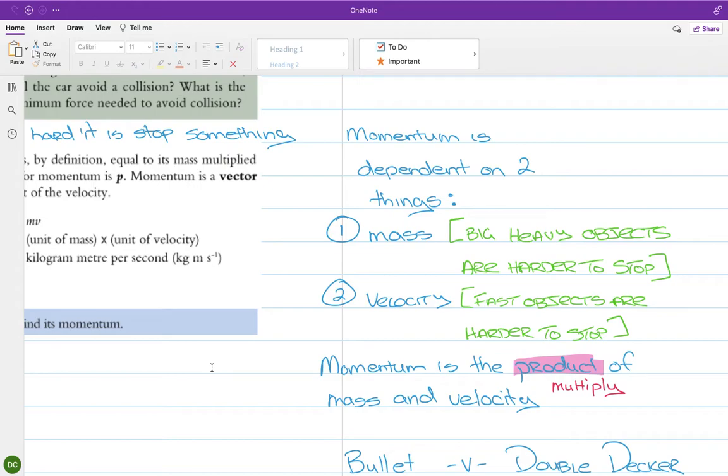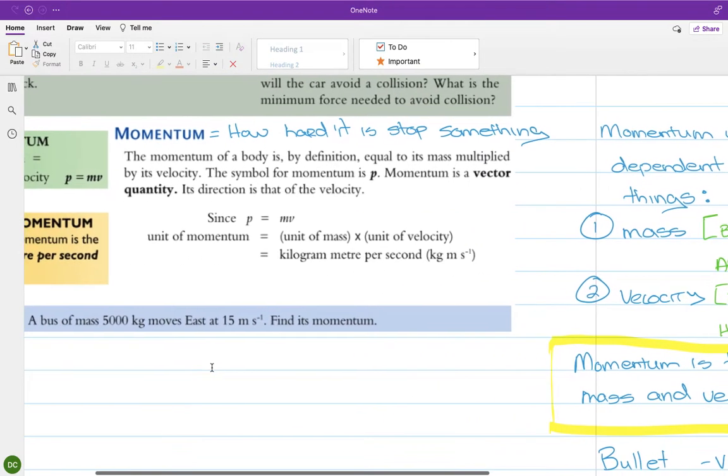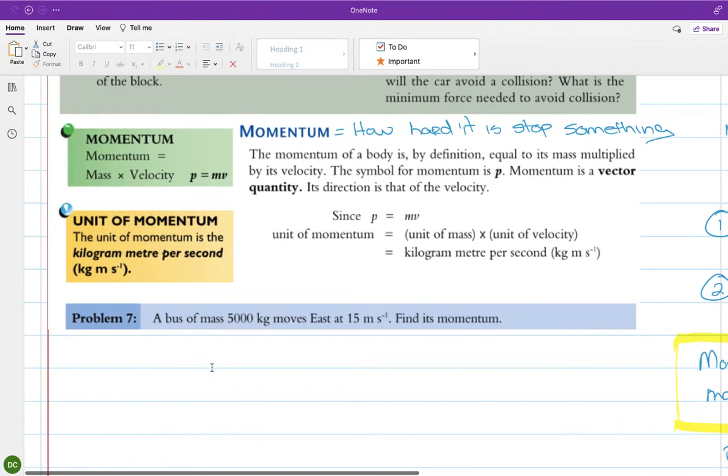Okay, generally speaking, the definition is just the formula, so it's just this here. The product of mass and velocity. So a couple of other things about momentum. There's a symbol for it. So the symbol for momentum is P.